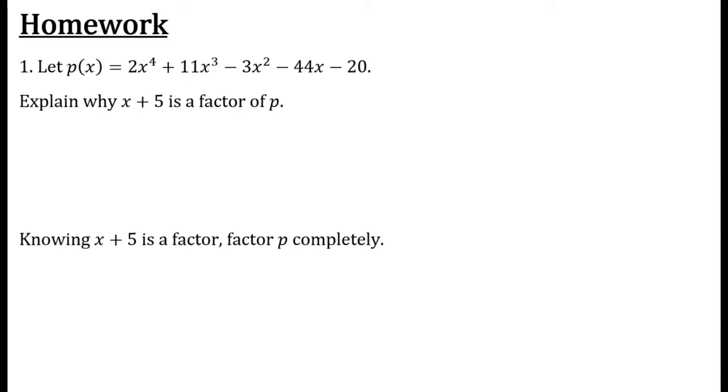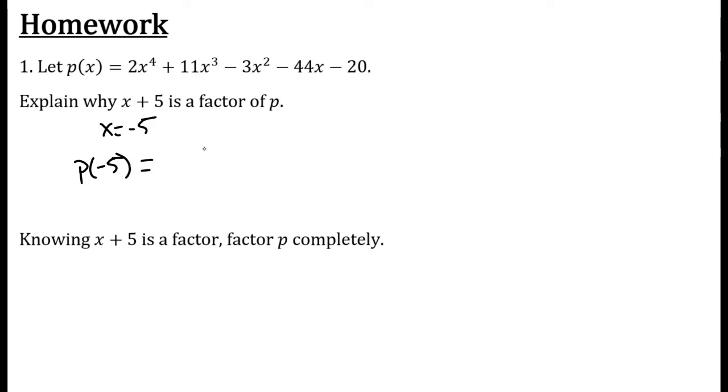Let p of x equal 2x to the fourth plus 11x cubed minus 3x squared minus 44x minus 20. Explain why x plus 5 is a factor of p. So there's a couple ways we can do this. We can divide, and hope that we get a remainder of 0. Or we could simply use the remainder theorem and plug in x equals negative 5. So p of negative 5, when I plug in a negative 5, what do we get?